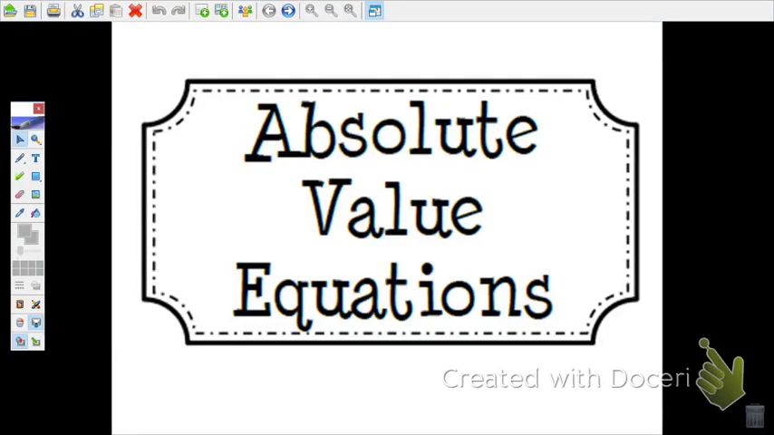Today we are going to finish off this equations unit by looking at absolute value equations and how to solve them.